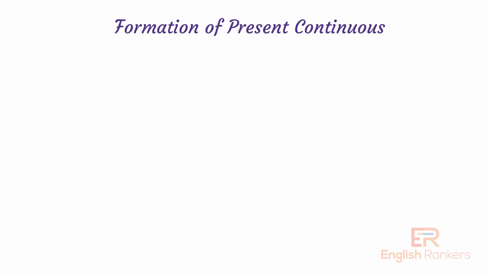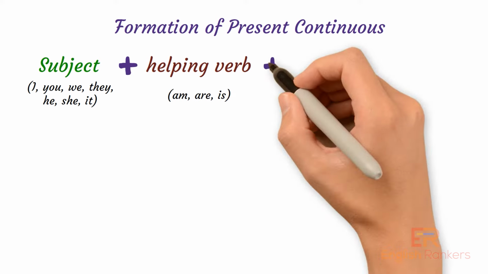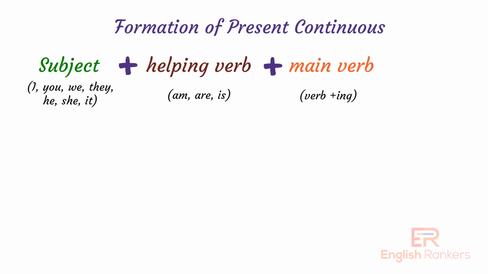How do we form this tense? We form it by using the subject like I, you, we, they, he, she, it, plus helping verb plus the main verb with ing. Let's look at an example. I'm working.